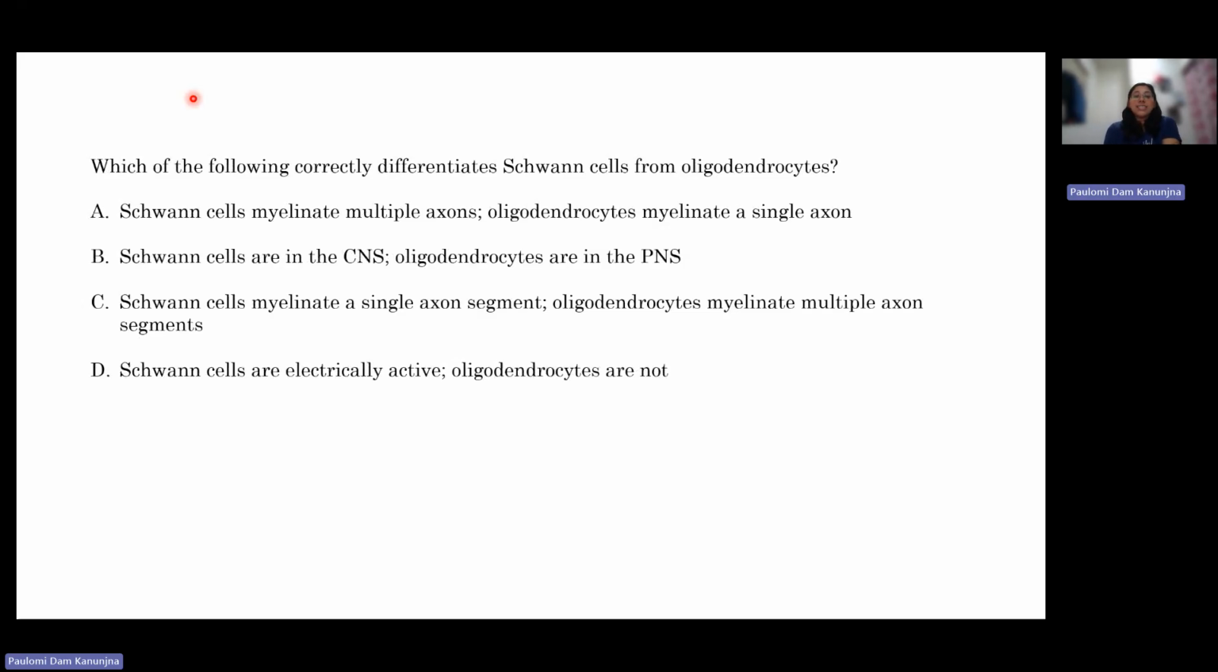Schwann cells myelinate a single axon segment, oligodendrocytes myelinate multiple axon segments. Schwann cells are electrically active, oligodendrocytes are not. If you remember from the discussion we have just had, you can answer this easily. Because we have just discussed this, I will wait for 30 seconds for you to first read all the options and get to your answer.